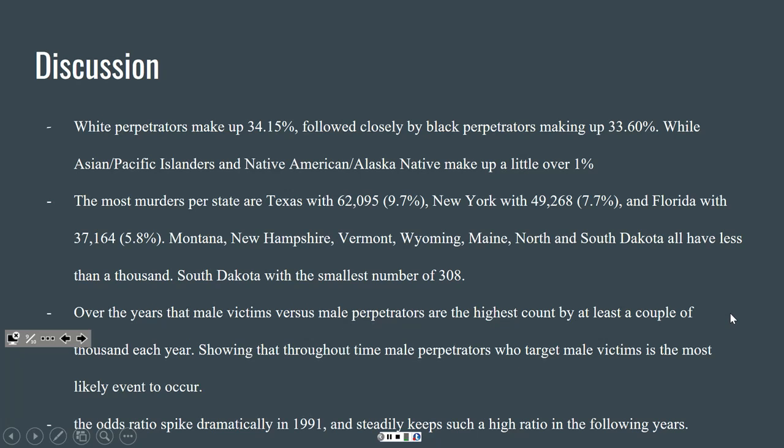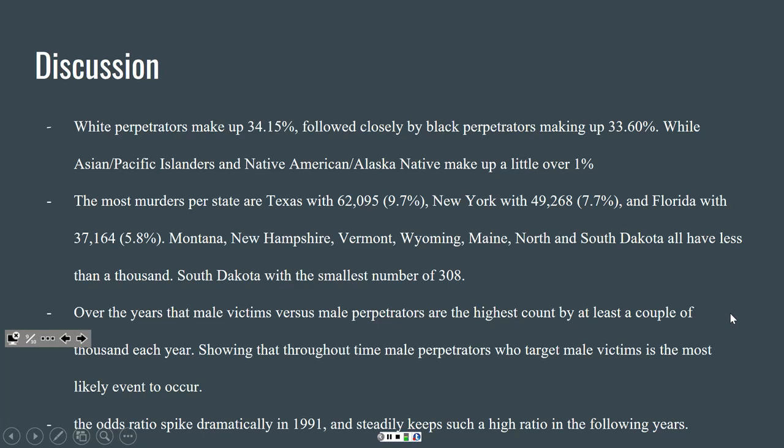When we looked at them by state, the most was in Texas, New York, and Florida, and Vermont was a very small number, along with Montana, New Hampshire, Wyoming, Maine, and North and South Dakota. And South Dakota had a really small number, it was only 308, which was interesting. But also there's a smaller population there. Yeah, so that's really small.